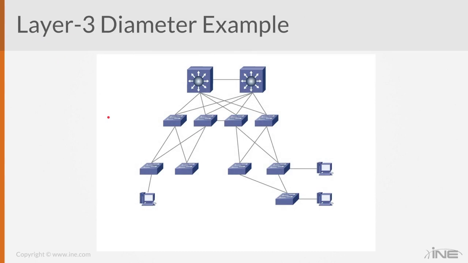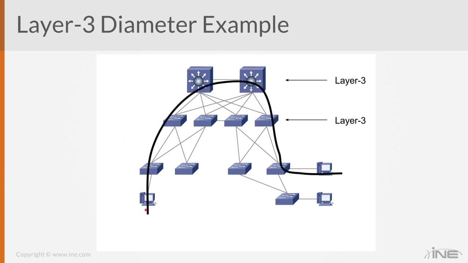A layer 3 diameter example. Let's assume these devices are layer 3 and these devices are layer 3. And look at this link. This link here will create our inconsistent diameter. So if network traffic travels from this computer to this one, it'll go through 1, 2, 3, 4 hops to reach the next host.